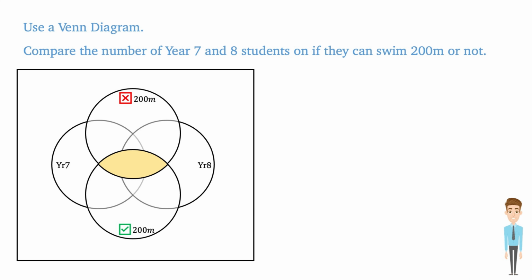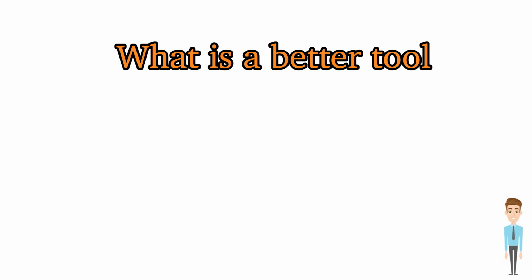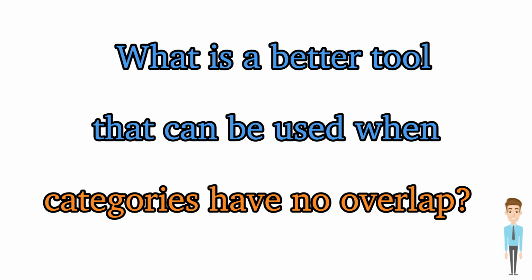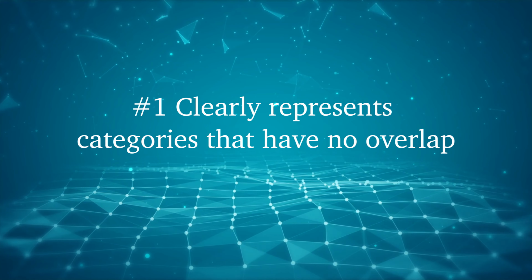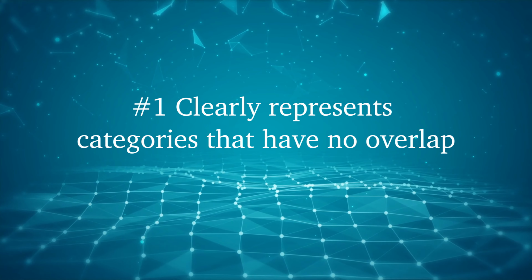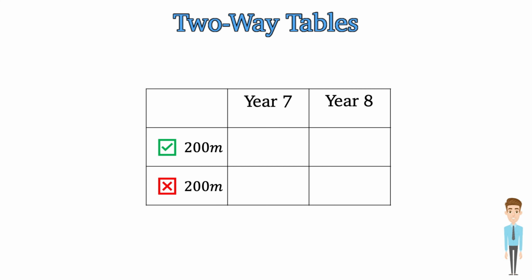There is no overlap. What is a better tool that could be used when categories have no overlap? Reason number 1 clearly represents categories that have no overlap. This is a two-way table. We can quickly see the benefit of this, seeing how simple it is.